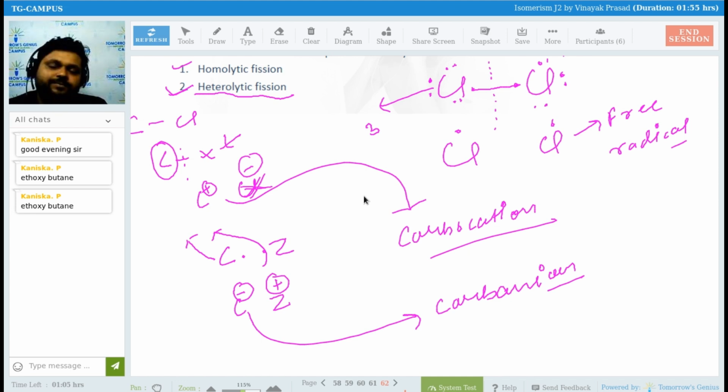Okay, fine. So my question is this: if carbon has more electronegativity than the adjacent element, in that case, what will happen? Will a carbanion be generated or a carbocation? Sir, can you repeat the question? My question is this, and it is for everyone. Please try to listen from here. If carbon is more electronegative than its adjacent element, in that case, what will happen? Will carbon generate a carbanion, or will a carbocation be generated?